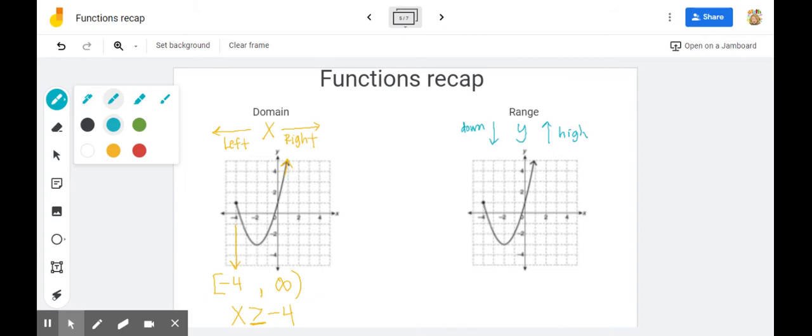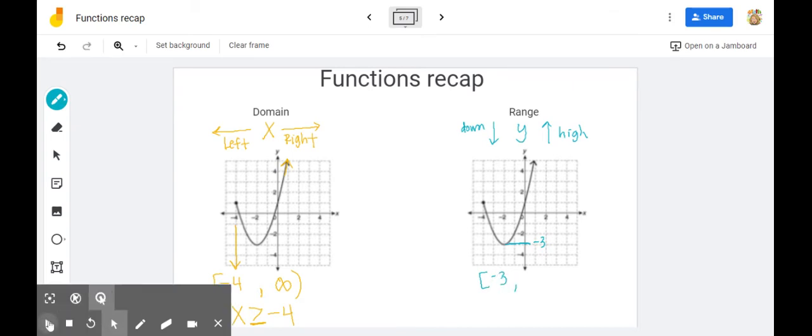Remember, range is how far down to how far up. So how low did we go? Did we go down low? And it looks like the lowest we go here is right here, which is at -3. So we'll start with a bracket at -3.